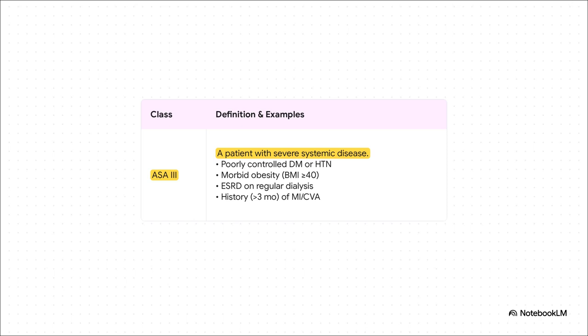And here's a classic board question for you. A patient with end-stage renal disease who's stable on their regular dialysis, that's an ASA 3. Oh, and a history of a heart attack or stroke from more than 3 months ago? Yep, that's going to be an ASA 3 too.